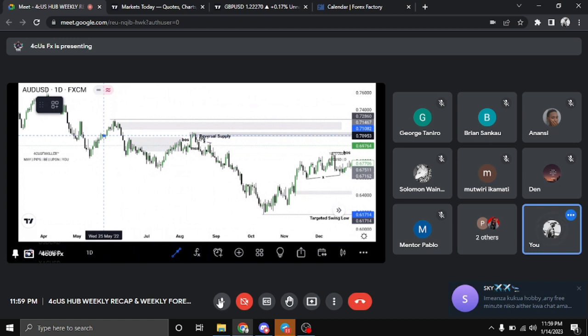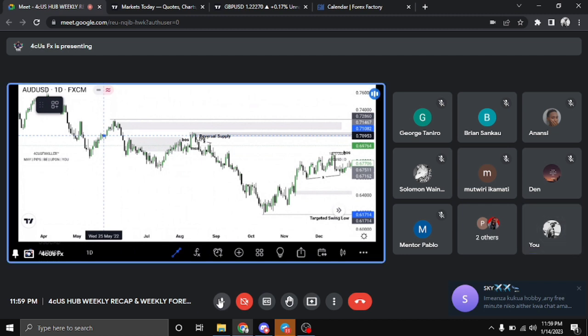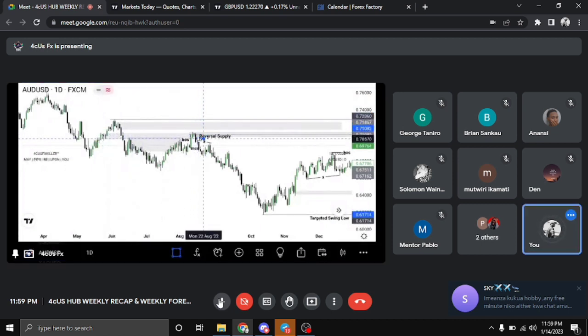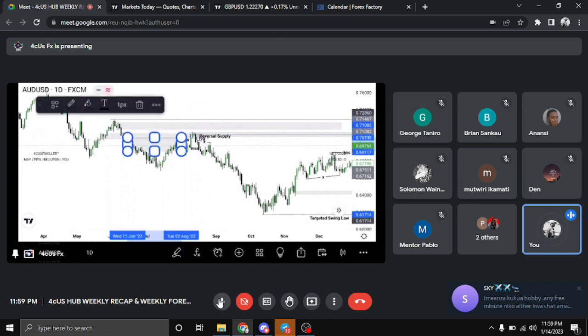So, ebu nimark the whole of it. Alafu pia inakaa tena design ya flip. Exactly, it looks like a flip. If I extend it to this other side, utaona ili mitigate hii nini. Exactly. So, ilikuwa flip tena. Exactly. Yeah, so that's what I wanted to clarify also.